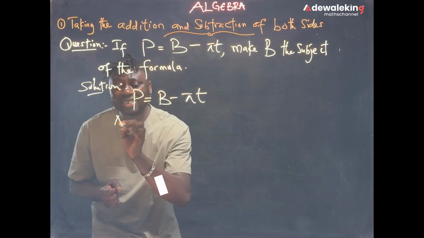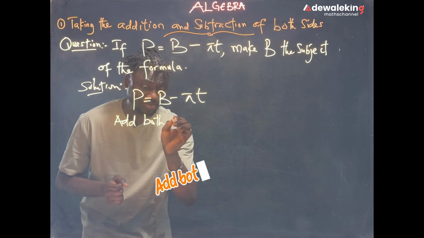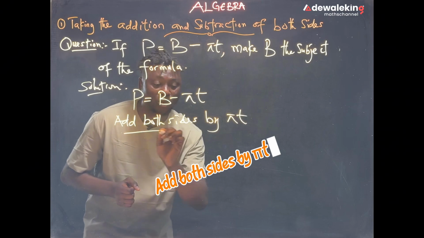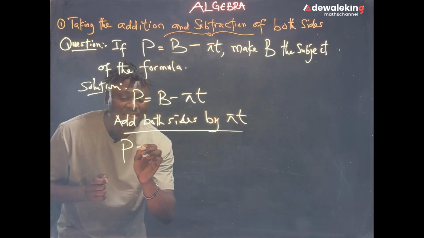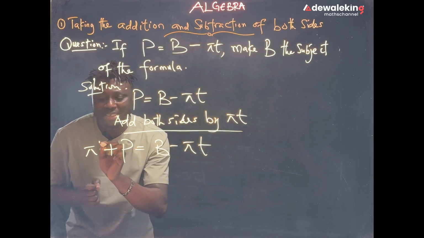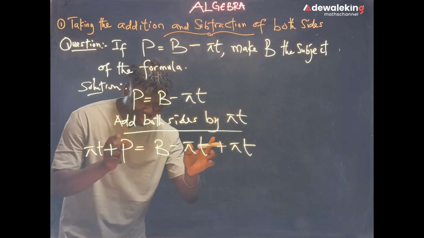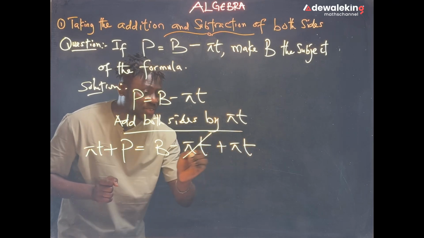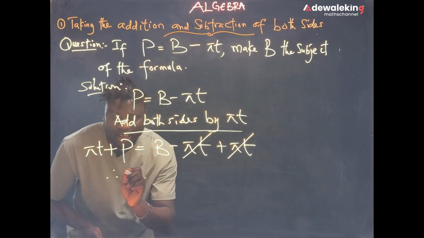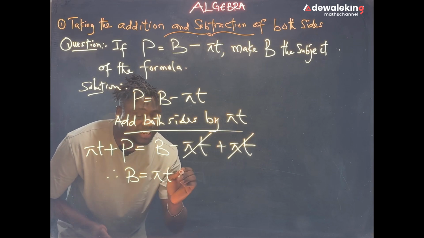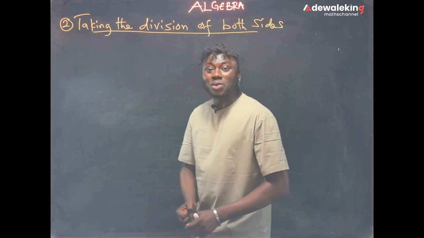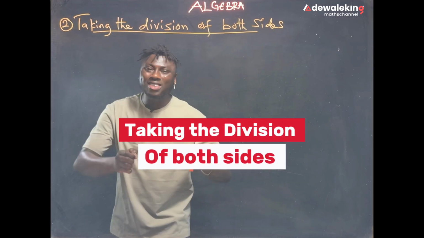So we'll say add both sides by pi t. Then we underline. So we'll go this way. Say P is equal to B minus pi t. So it will be plus pi t, plus pi t added to both sides. So this will cancel this and you'll be left with B. So you can flip this around as B is now equal to pi t plus P, and that will be the answer.